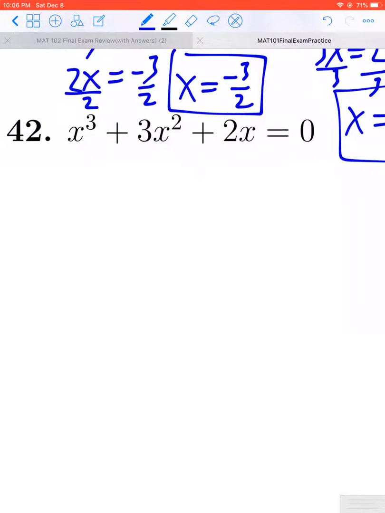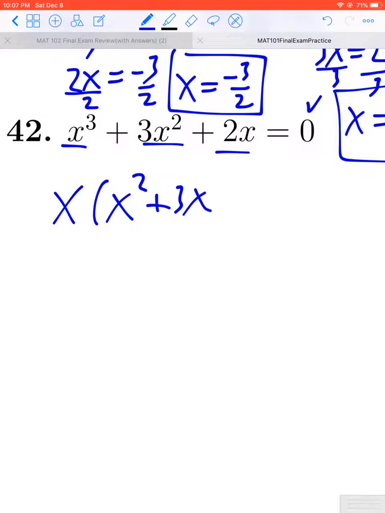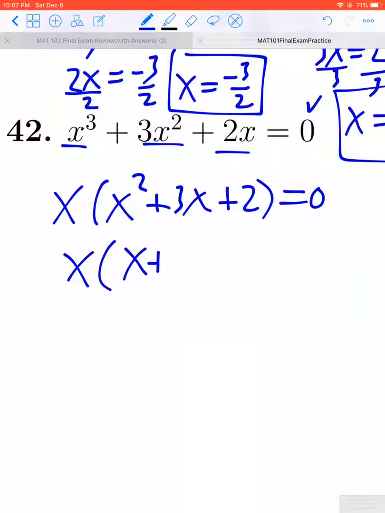For number 42, we already have one side equal to 0, so that part's done for us. The next step would be to factor that left-hand side. And starting off, we actually have a GCF. Every single term there has a common factor of x. So we factor the x out first. We have x squared plus 3x plus 2 equals 0. That trinomial will factor as x plus 2 times x plus 1 equals 0.